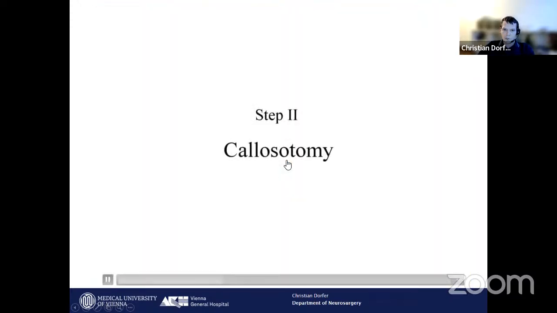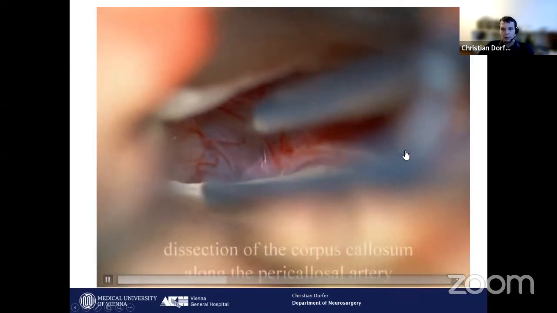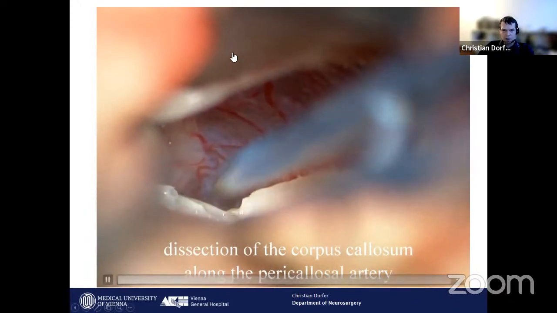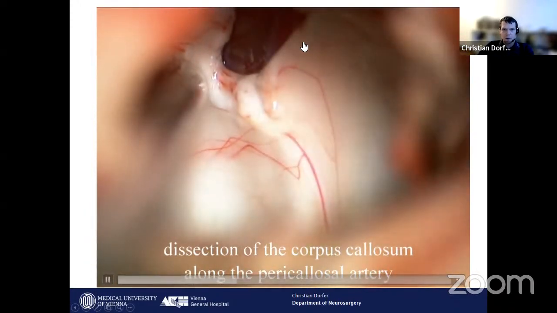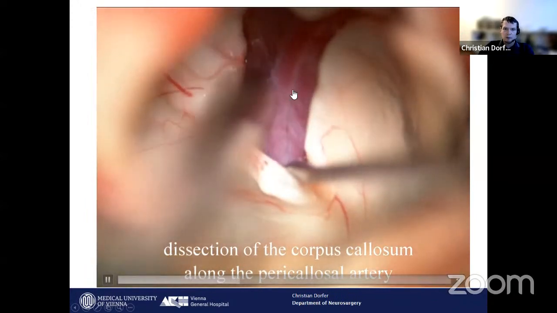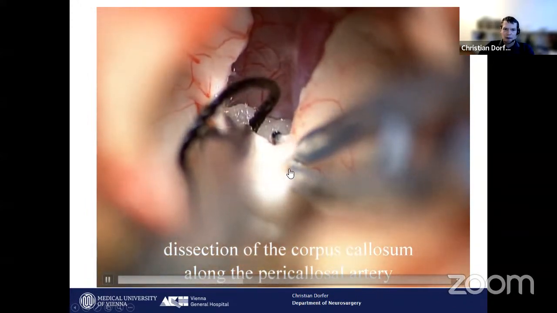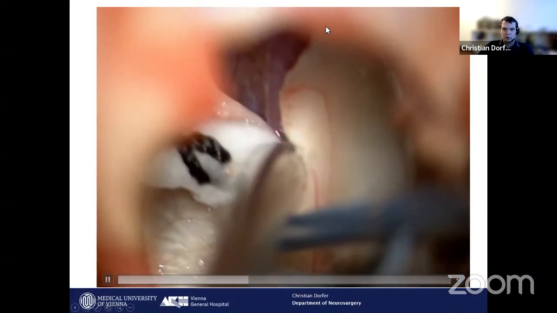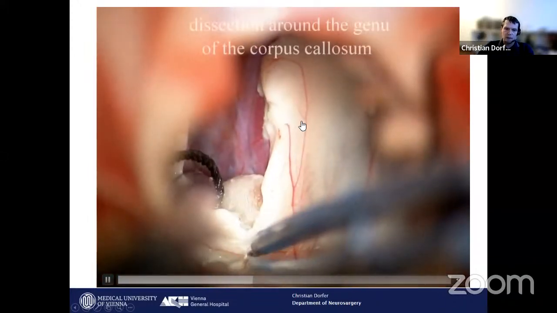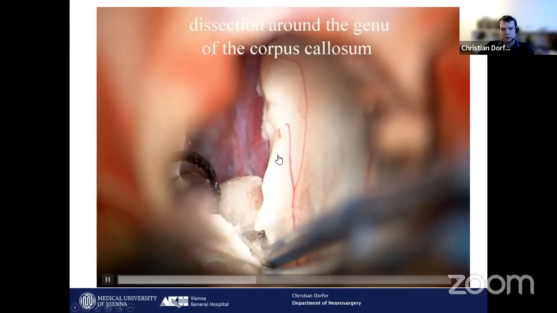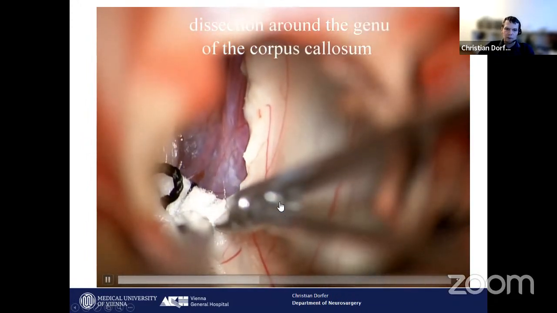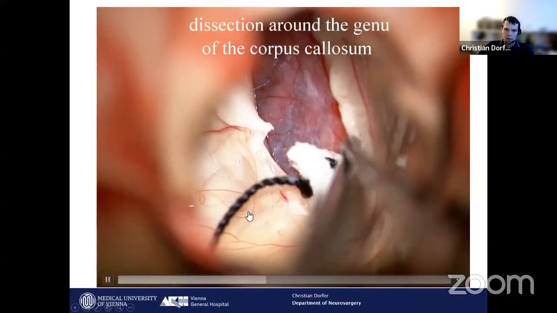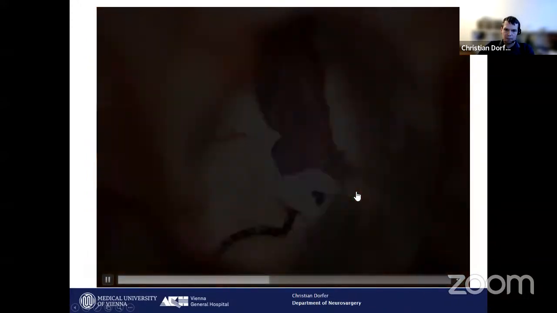Step 2 is then the callosotomy. You just follow the paracallosal artery. This is an example of it. In this case, it's a large ventricle, so it's beautifully seen here. And this is a step where you have to get a very steep angle to look all around the genu. So in most of the cases, you have to lift up the ventricle with a brain spatula. And by this, you can follow then the paracallosal artery all the way back until it's complete, as here.